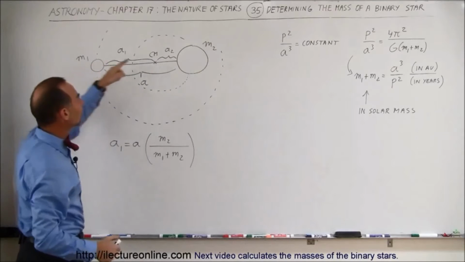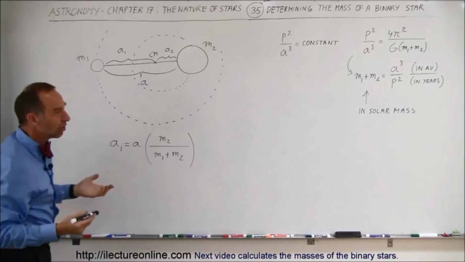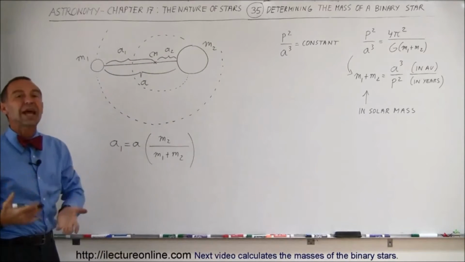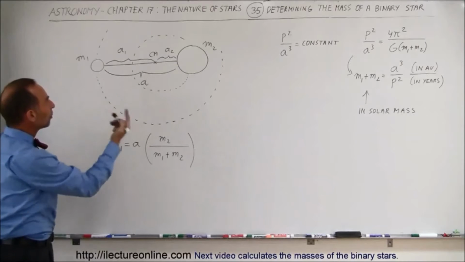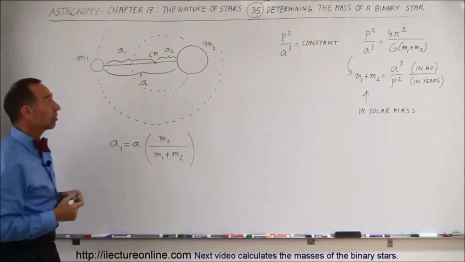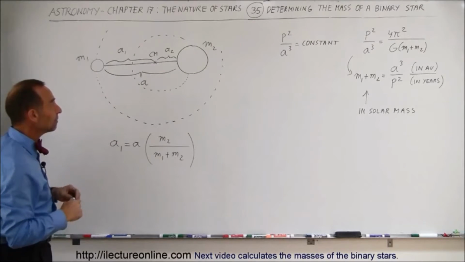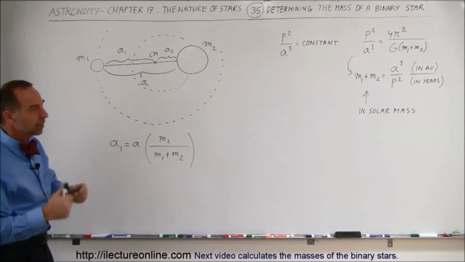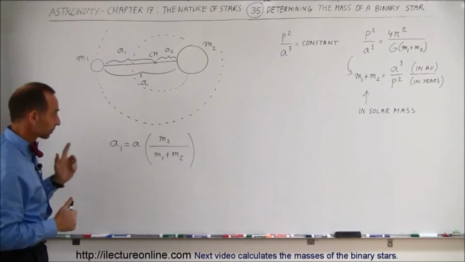And A here is the distance between the two stars, which is what we call the semi-major axis of the orbit of the small star around the big star, and that will always remain the same, unless of course it's an elliptical orbit and there'll be some small changes.